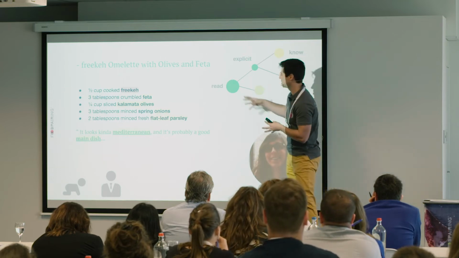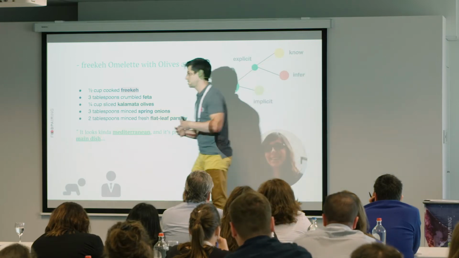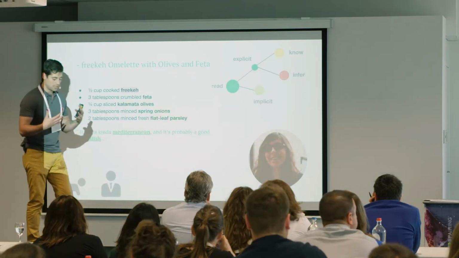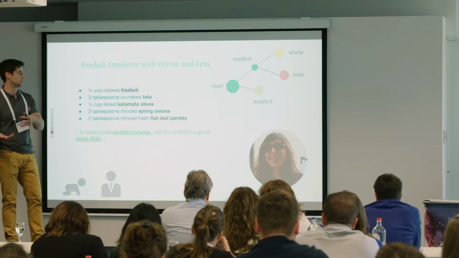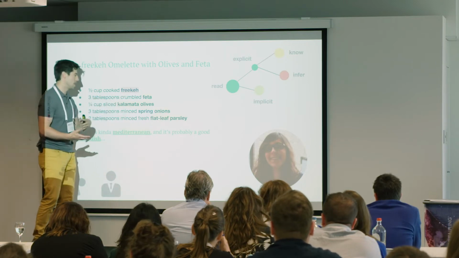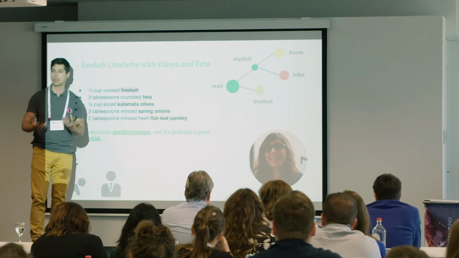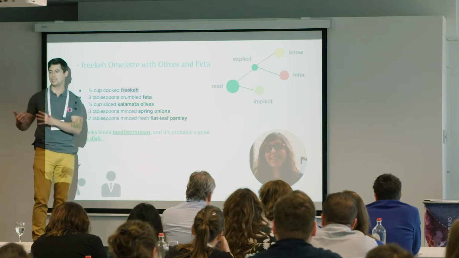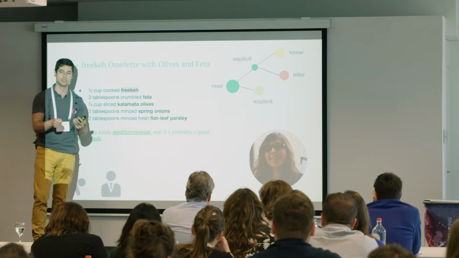And what she does and how she does this is actually quite interesting. So what she does is she reads the recipe. But what she actually does is she sees some explicit information and she sees some implicit information. So she explicitly sees that there's feta in there, that there's Kalamata olives in there, spring onions in there. She recognizes those ingredients. She has seen them before, so she can pinpoint to me, those are the ingredients.